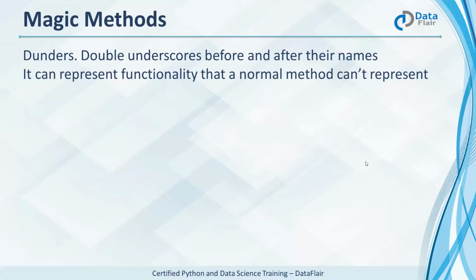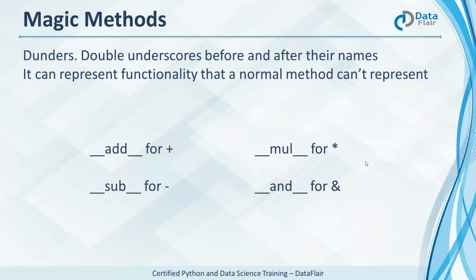Python also has some special methods that it calls magic methods or dunders. You can easily recognize these as they have double underscores around the name. Such methods allow functionality normally not representable by a regular method. These are four such methods for addition, subtraction, multiplication, and bitwise AND. Init is a magic method too. We'll talk about this at length.